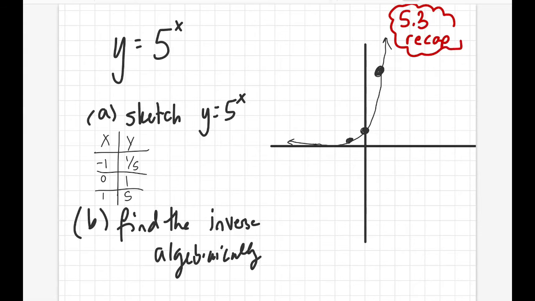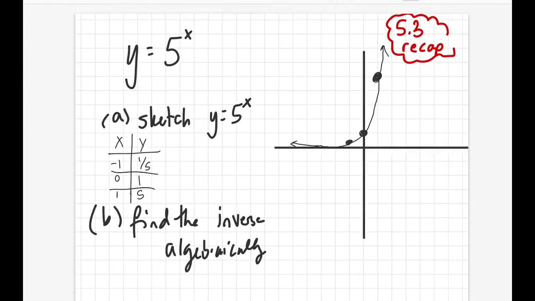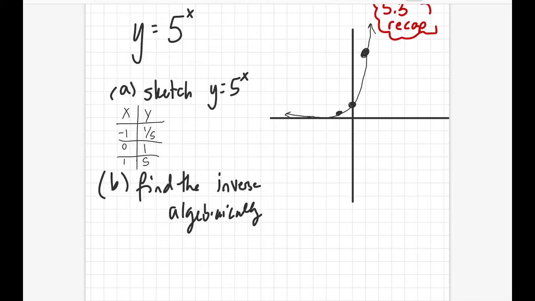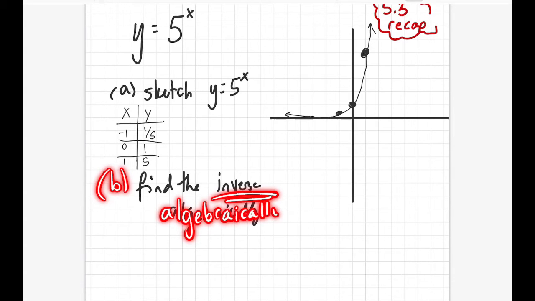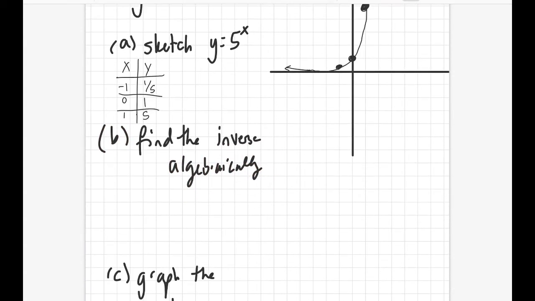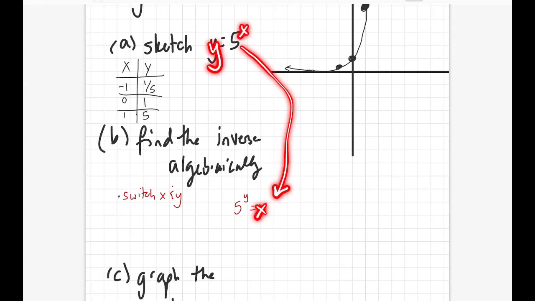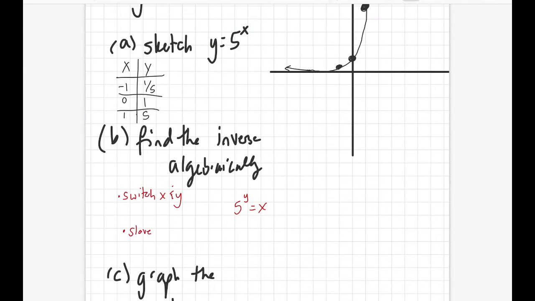Now part B says find the inverse algebraically. So we're actually going to solve and find the inverse algebraically. So let's start first by our first step, which is to switch x and y. So now I have 5 to the y equals x. So notice the x and the y switched places here. And then the next step is to solve for y.